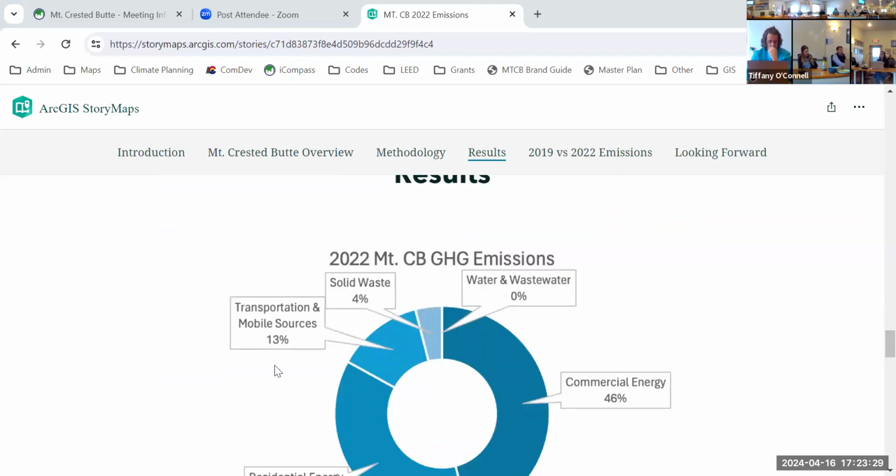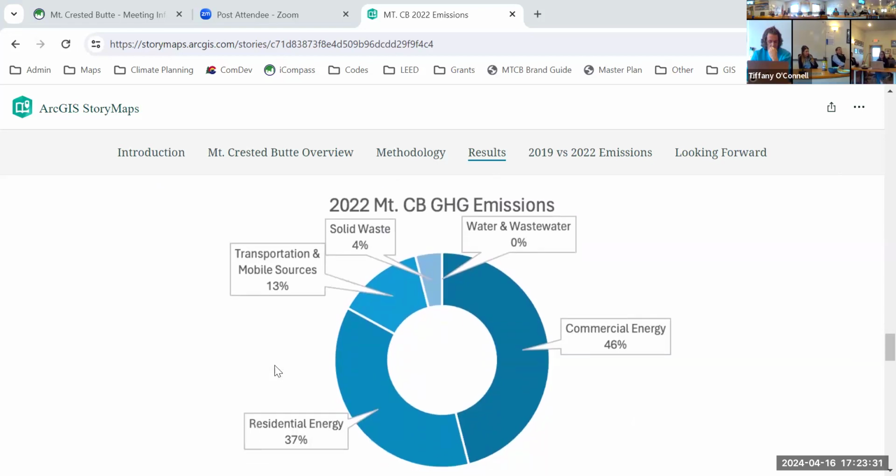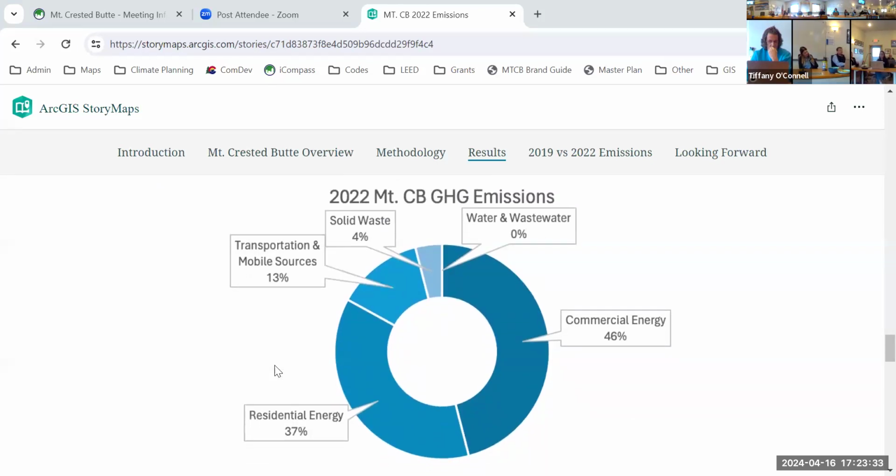And now looking at our results, here is a graph that separates out by source the different emissions. As you can see, a majority of our emissions are coming from residential energy and commercial energy, whereas transportation and solid waste comprise just under 20% of our emissions. In our case, the emissions generated from the processes of the wastewater treatment plant were pretty negligible in comparison to the other emissions.